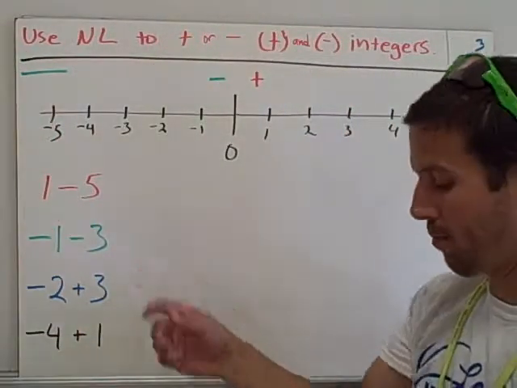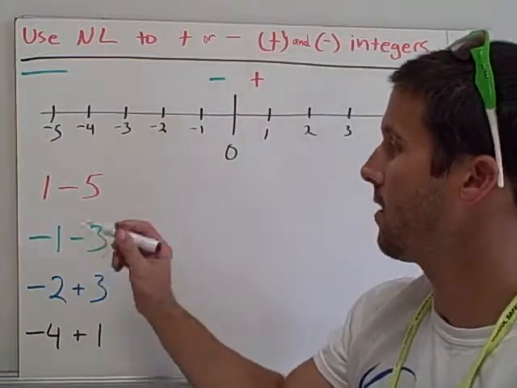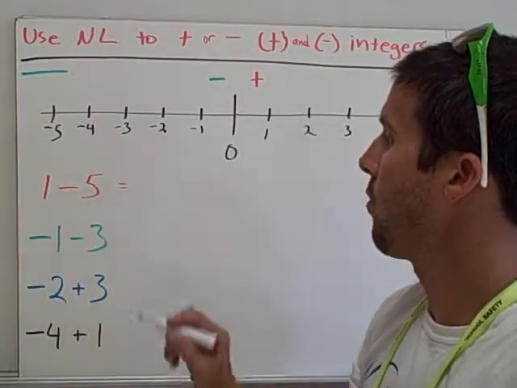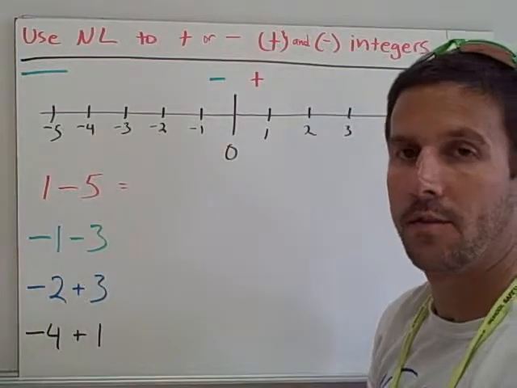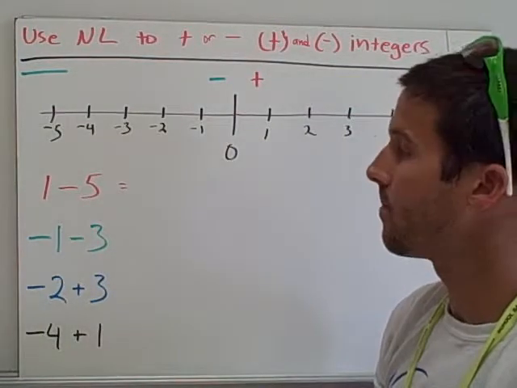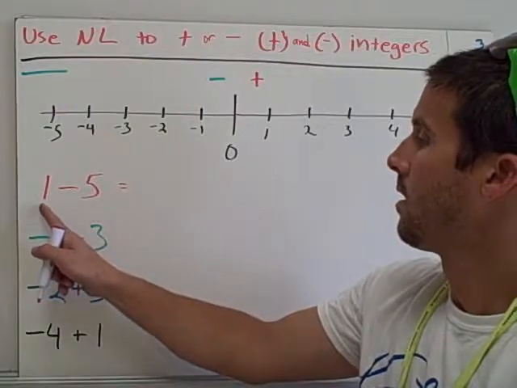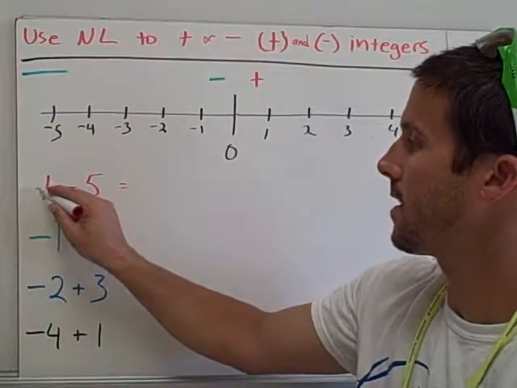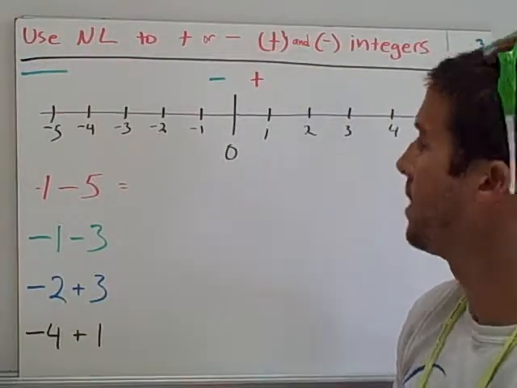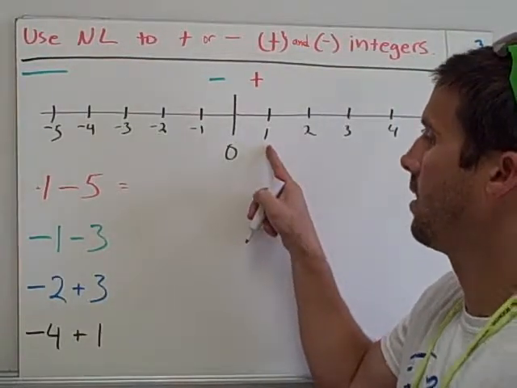All right, here I have some problems, just like the ones I had on the other board. What we want to do is use this number line to figure out the answer. We're going to start off with a +1, because remember, if it doesn't have anything in front of it, it's a positive. +1 is right here.